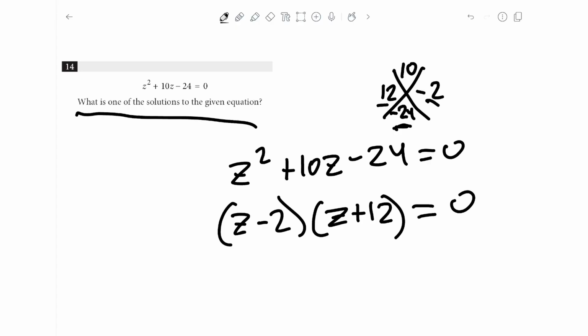And our solutions are always going to be the opposite of what is here. So our solutions are going to be Z either equals 2 or negative 12. And for simplicity, we should probably put the positive answer.